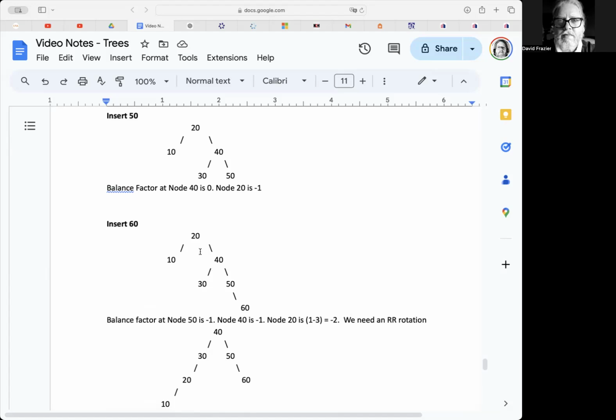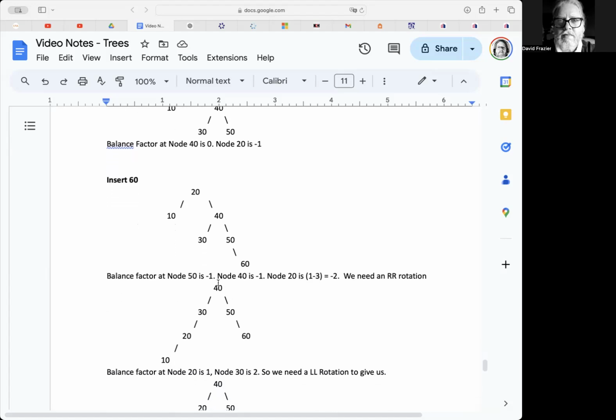Okay. So at 20, the idea here is going to be to do a right rotation, grab the 40, and move it up. As the 40 moves up, the 30 has to go with it. And then you have the 20 and the 10. And depending on how you implement it, the 30 would end up going to the right of the 20.